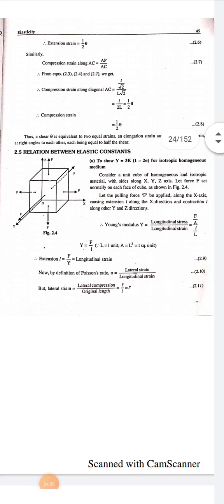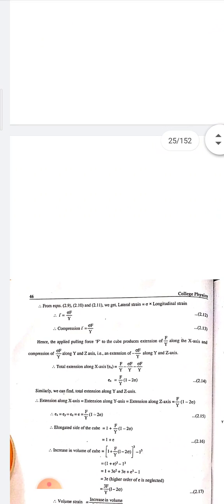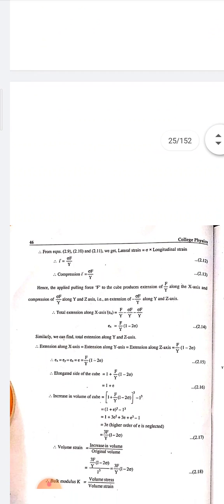Here the derivation of this particular relation is given: Y is equal to 3K(1 minus 2 sigma). Young's modulus we know is longitudinal stress upon longitudinal strain. Then you can modify this and you will get a formula by which elongation under compression you can calculate. Then finally you can apply it for all the axes. First if you calculate for the x-axis, then you can calculate for the y and z axes similarly.